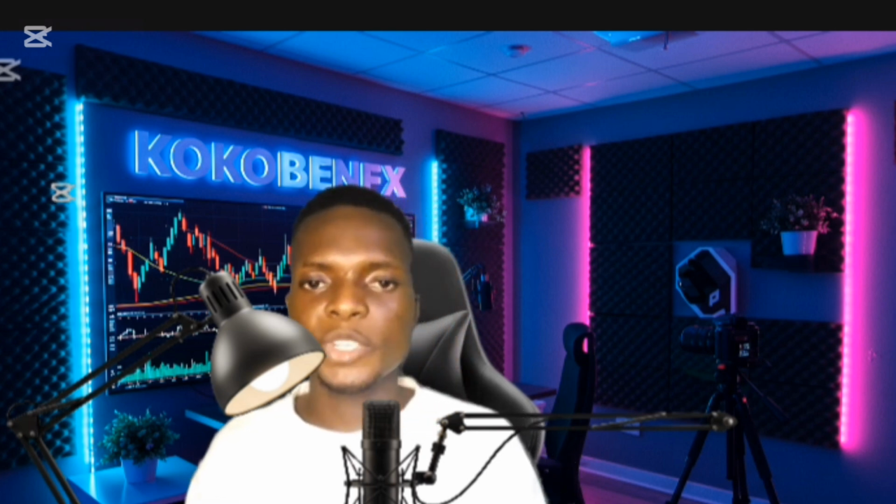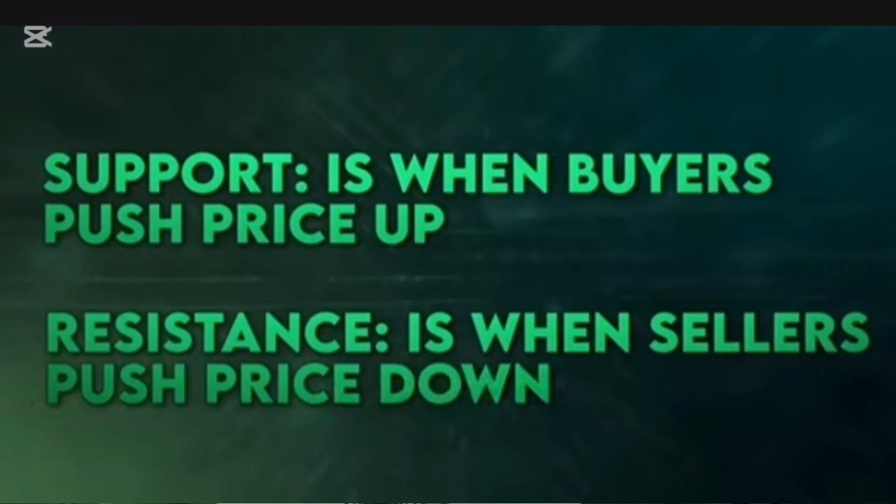To make it simple, these are areas where a bunch of buyers and sellers come into the market, and whoever wins pushes price from that level. So when you are at the support level and buyers win, they are going to push price to the upside. And when you're at the resistance level and sellers win, they push price to the downside.